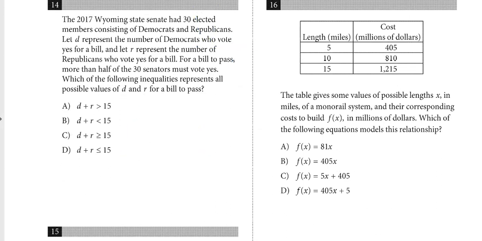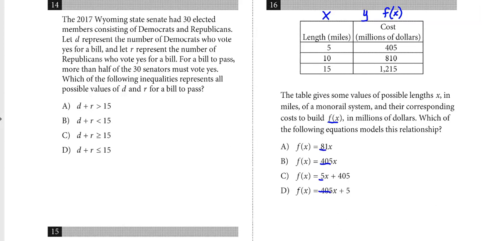So we have a table. It says the table gives some values for lengths, which are x, which means these are y's, or they're referring to as f of x. Those are interchangeable, y and f of x. Call it either one you want. Which of the following is that relationship? So these all look linear. I see some slopes here. So I got to figure out what the slope is.